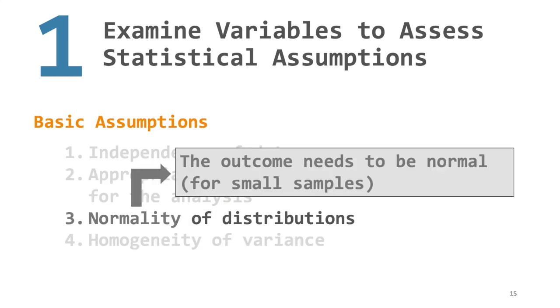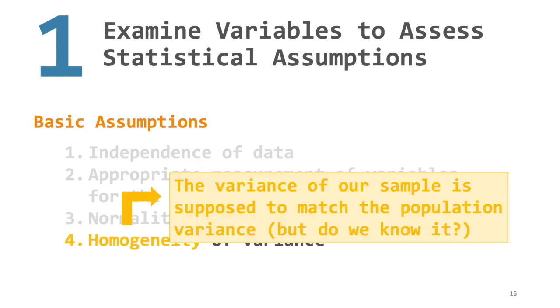We also need normality of our outcome, of the DV. It should be roughly normal. However, this is only really important for small samples, samples smaller than roughly 30. Then the last one is homogeneity of variance. That means the variance of our sample is roughly the same size as the variance in the population. The question is, can we really know that?